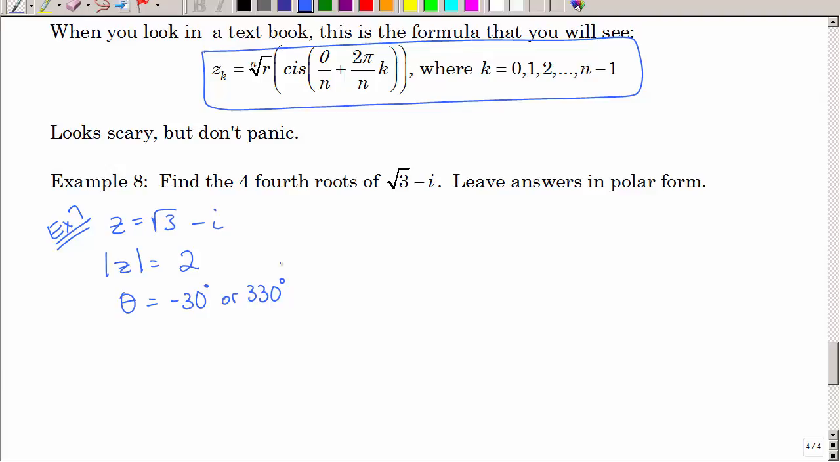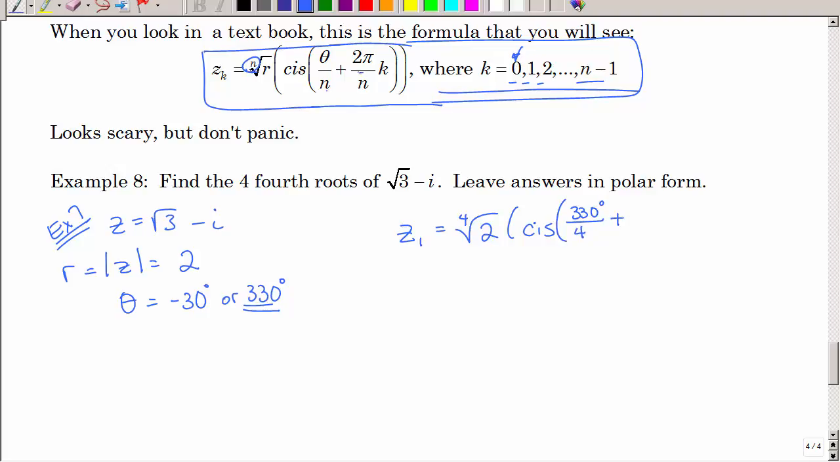So if I want to find the 4 fourth roots, what do I have to do? Right, so we have our r and theta, and now I want to find the 4 fourth roots. I know this is a scary formula, but we're going to take it a step at a time. So our first root, because remember there's 4 of them, is going to be the 4th root of r, which is 2, times the cis of theta, and I'm going to use our 330 degrees, divided by n is what our root is, plus, now since I'm in degrees, I don't want to use 2 pi, I want to use 360 degrees, again divided by 4 times k.